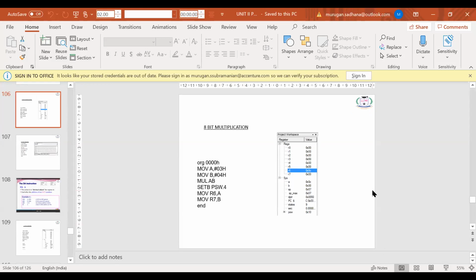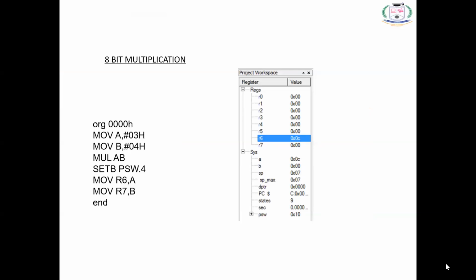Same thing, I have put it as a PPT. Okay. Now SETB PSW.4. Which bank is selecting now? Bank 2 is selecting, because the bank bits are 10, which is bank 2. So in bank 2 I am moving my accumulator value to R6 register and my B register value to R7 register. Are you clear?